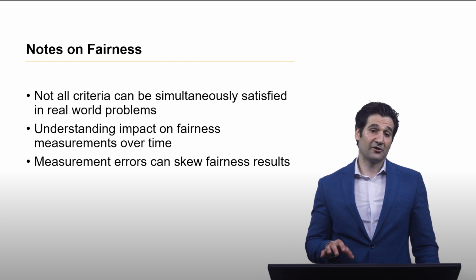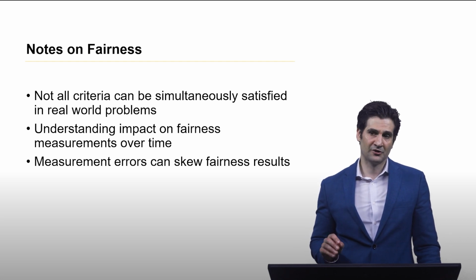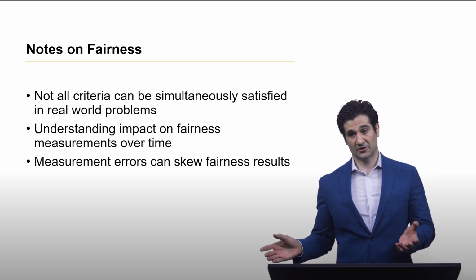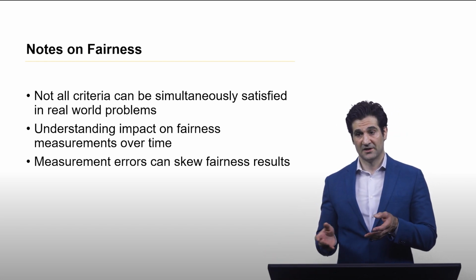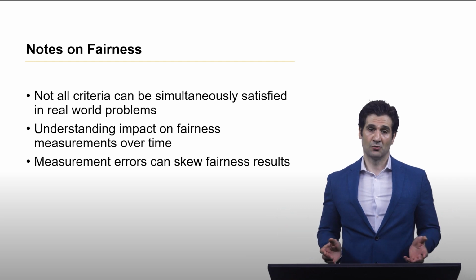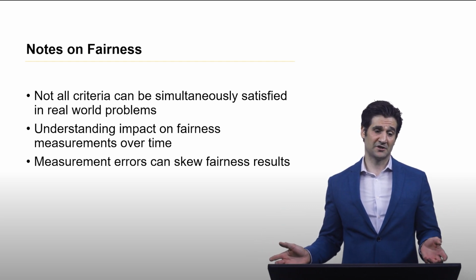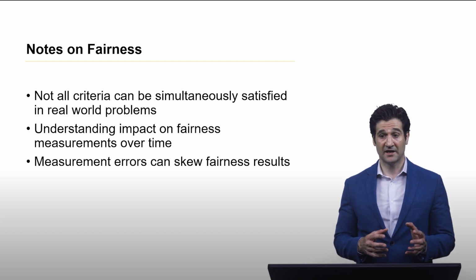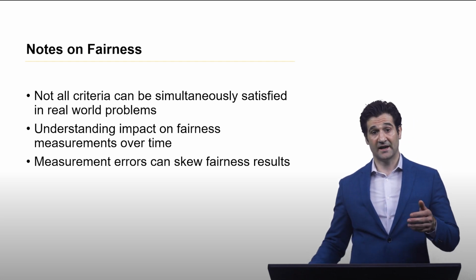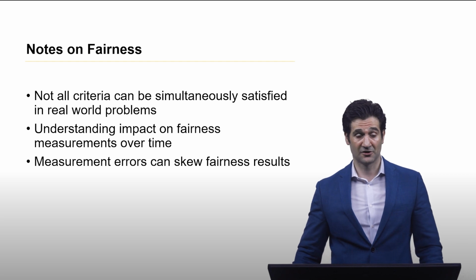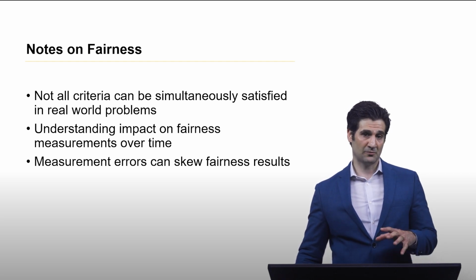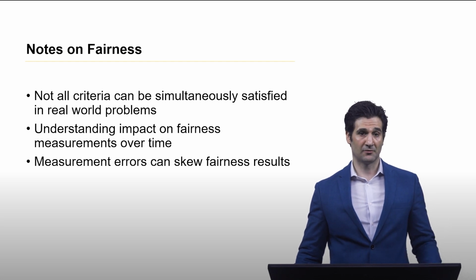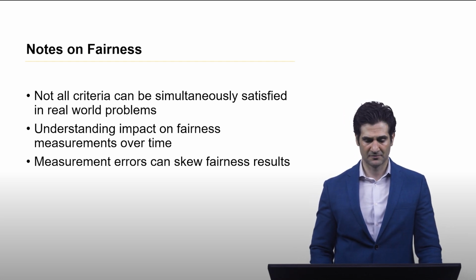Also, measurement errors can, of course, skew these results. When you're looking at numbers like true positives and false positives, this is based on a test set, which is just a sample of the population. So if you have some kind of skew in your test set, then you're also going to have errors in your fairness results as well. So it's very important to make sure that, say, your test set is maintaining appropriate statistical properties.